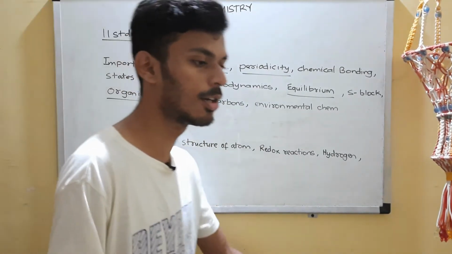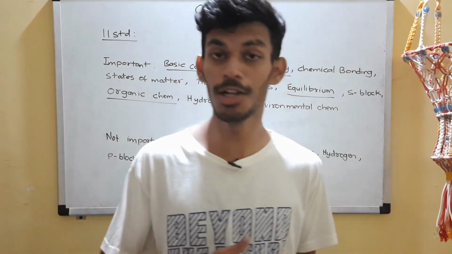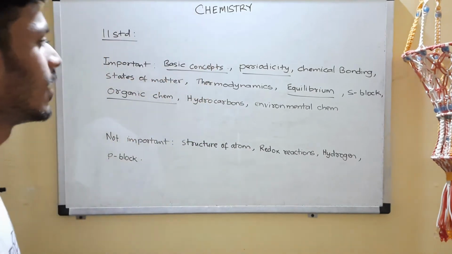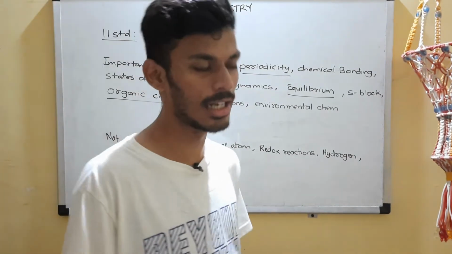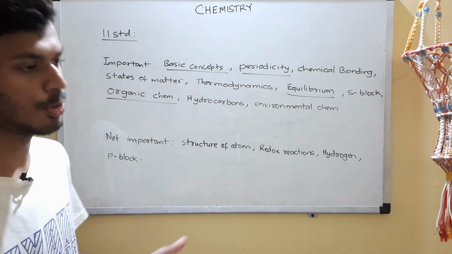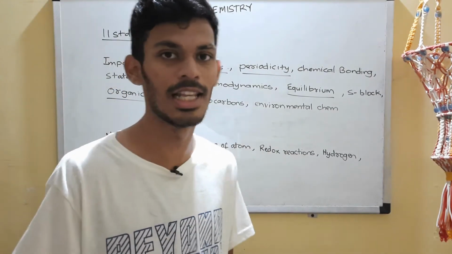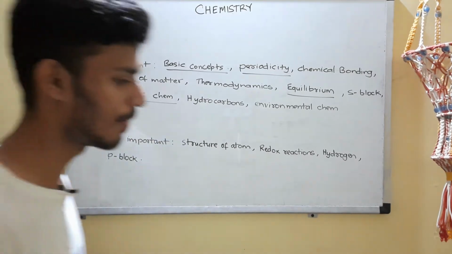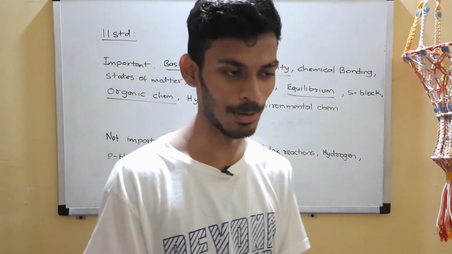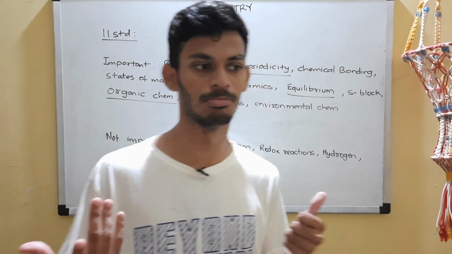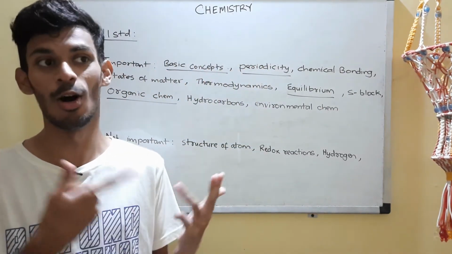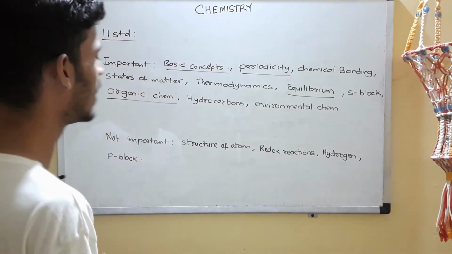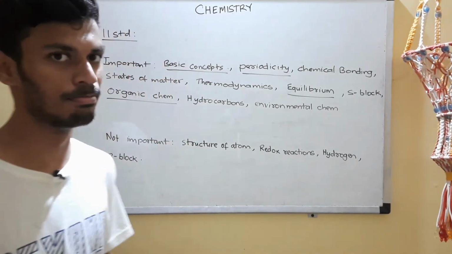Equilibrium, very important topic, and you can expect 1, 2, 3 or even 4 questions directly from this topic. Then we have S block, which is again not really that important, but 1 to 2 questions are asked occasionally at BITSAT. Then we have organic chemistry, which is the most important chapter on the 11th standard side. You can expect from here 1, 2, 3, 4 or even 5 questions directly. So it's a really very important topic from the 11th standard.